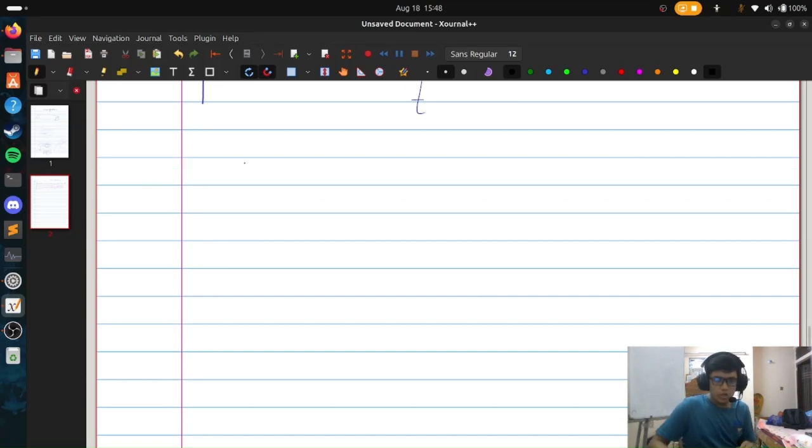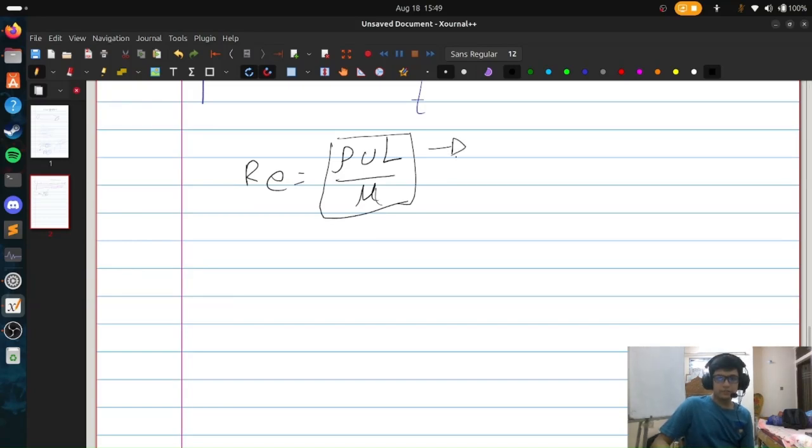So here, what's the Reynolds number? It involves density, characteristic length, and the dynamic viscosity. This is the equation of the Reynolds number. Now here's another catch. You see, this term is related to the inertial force.